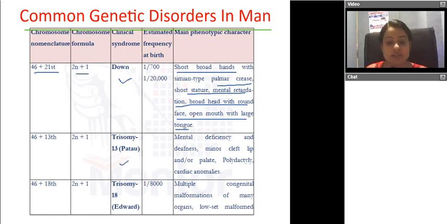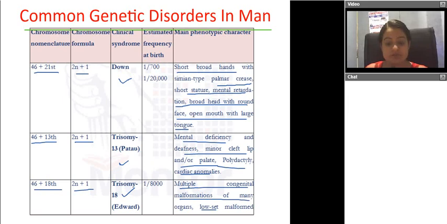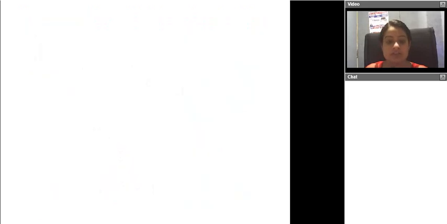Next is the trisomy 13 or the Patau syndrome. It is also indicated by the chromosome formula 2n plus 1. It shows mental deficiency in children with deafness, minor cleft lip or cleft palate, polydactyly, and cardiac abnormalities. Next is the Edwards syndrome with the same chromosome formula and the chromosome nomenclature being 46 plus 18. These people are reported with multiple congenital deformities and low-set malformed ears.